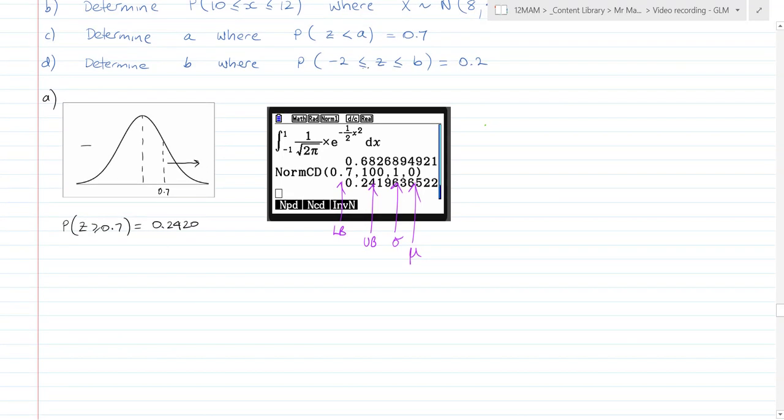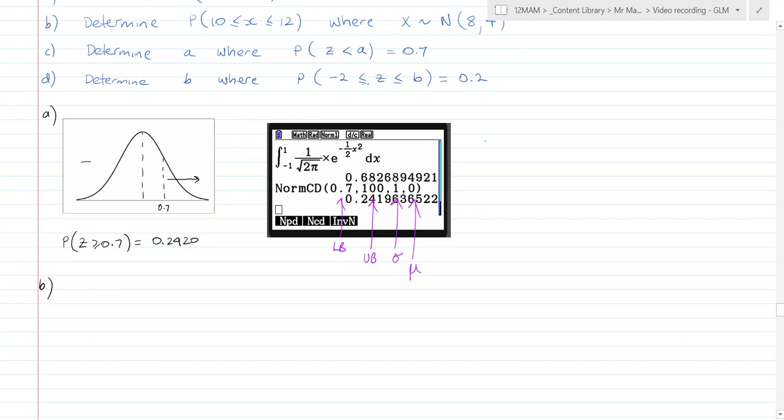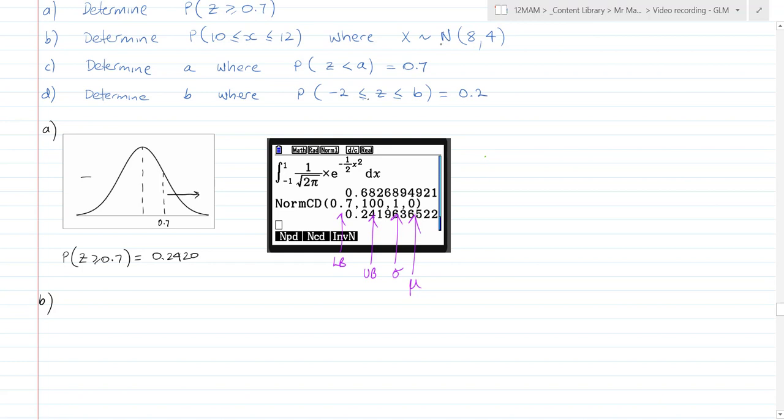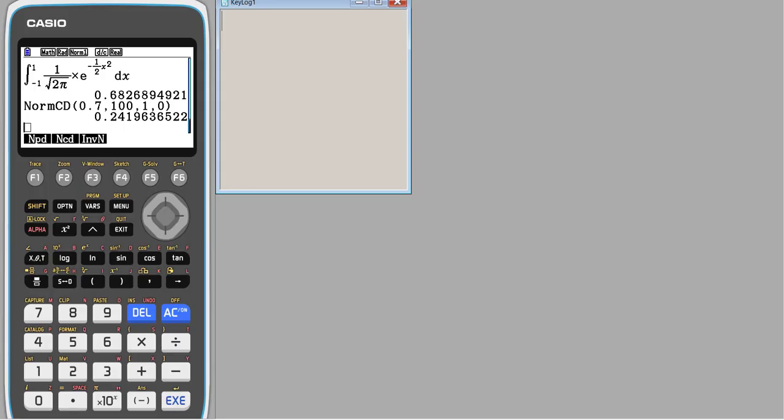So next we have part B, and in part B we need to determine the probability that x is between 10 and 12, where x is approximately equal to the normal distribution 8 and 4. So I'm going to do this in my calculator again, but you'll notice here that this is our normal distribution, this is mu, and this is sigma squared, which means our sigma, our standard deviation, is 2. So this is actually a z-score of 1, and this is a z-score of 2. So we could do this theoretically as well. But let's do it this way.